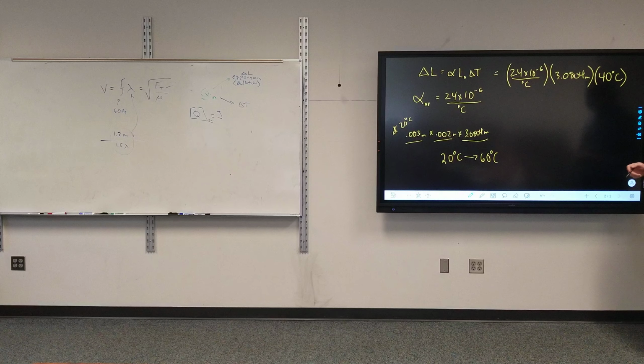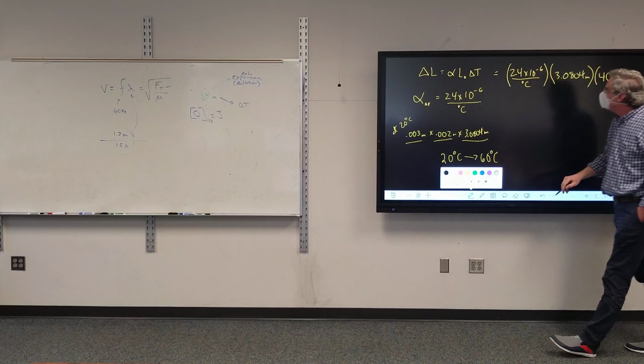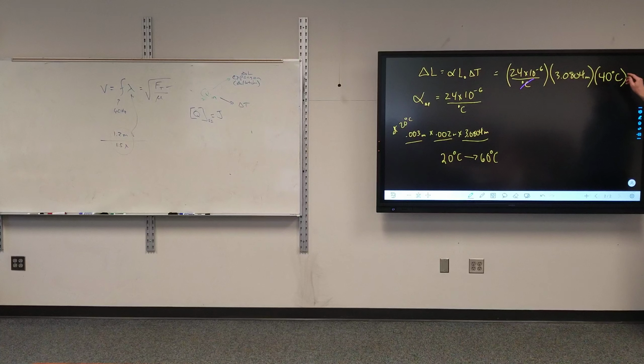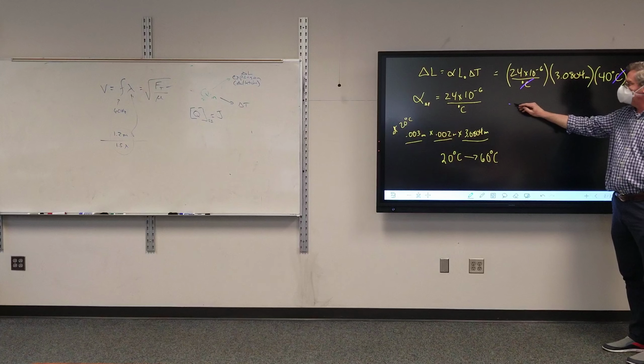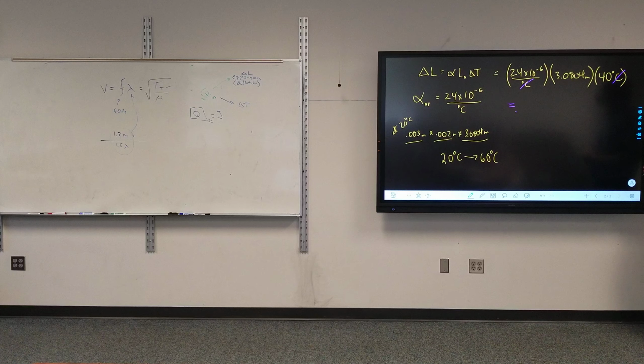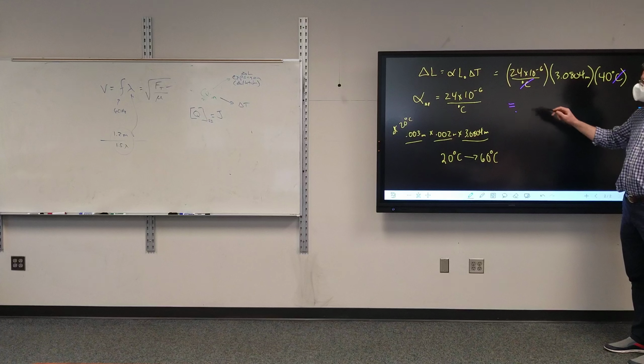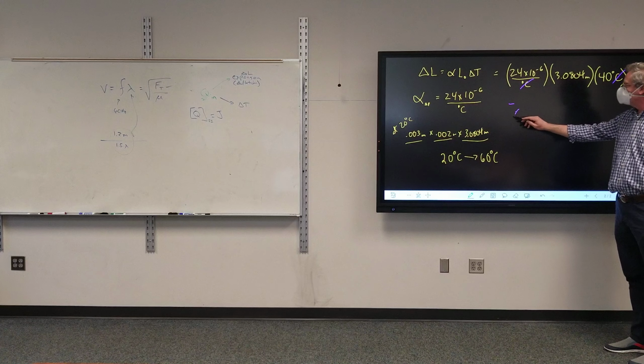Now, unit-wise, let's just make sure that the units work out. I've got a degree Celsius on the bottom there, and I've got a degree Celsius on the top here, so my degree Celsius can go away. And all I'm left with on the right-hand side is meters. So I'm going to have a change in length in meters, which makes sense. So if you plug it into the calculator, what do you get? That's not it.